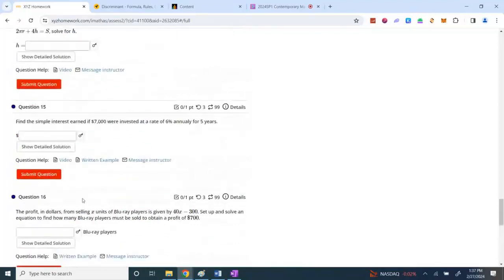So let's take a look at number 15. Number 15 says find the simple interest earned if $7,000 were invested at a rate of 6% annually for 5 years. Now we did talk about two interest formulas. There was a simple interest formula, which was I equal to P times R times T. And there was a compound interest formula. Now this particular problem asks for simple interest. So we're going to use that I equal to PRT.